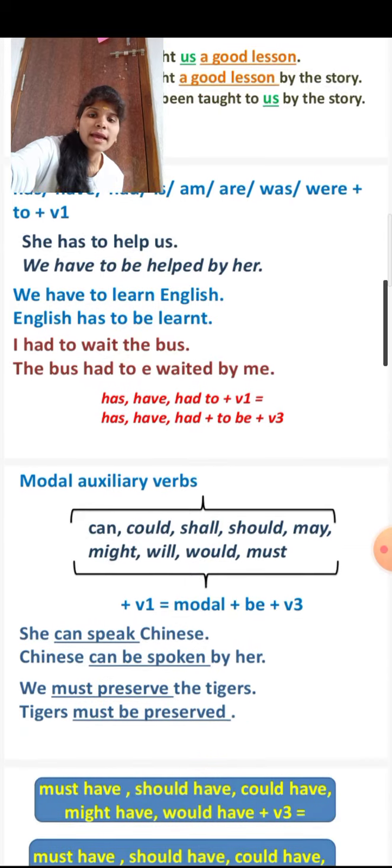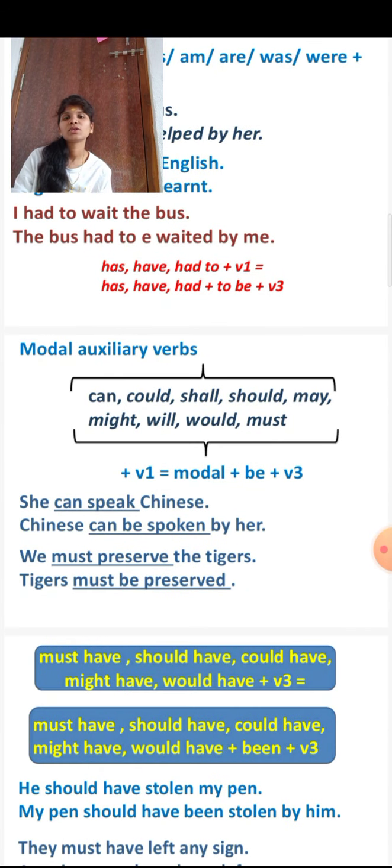And next, auxiliary verbs, modals, which are called modal auxiliary verbs: can, could, should, shall, may, will, would, must. So these are all called modal auxiliary verbs. When the sentence has modal auxiliary verbs, how do we transform the sentence from active voice into passive voice?